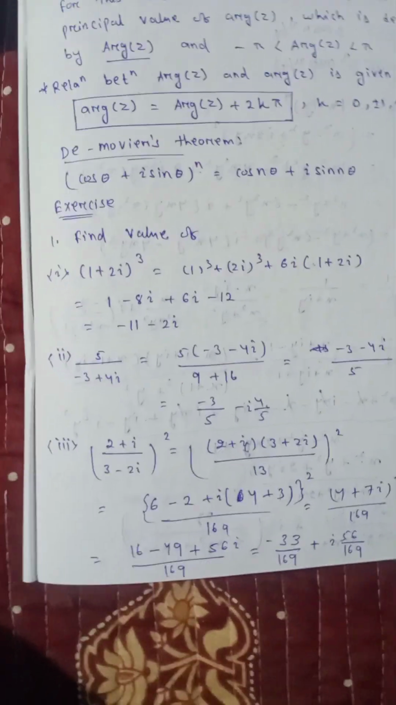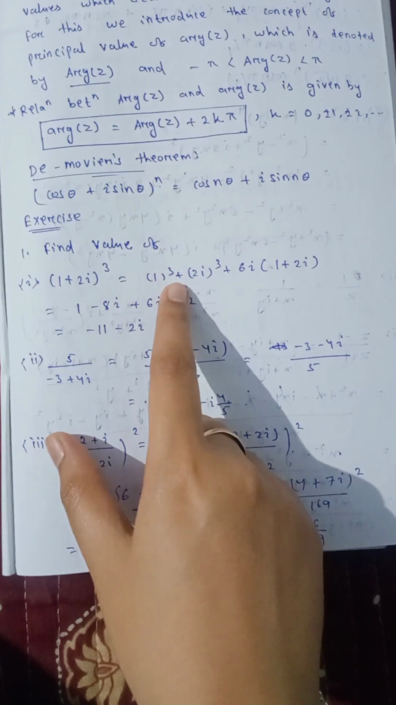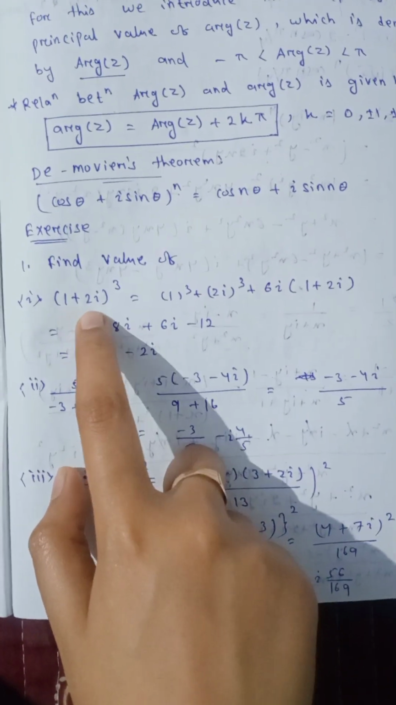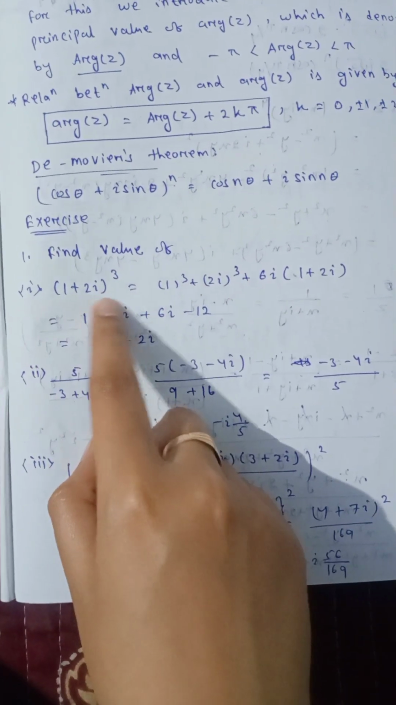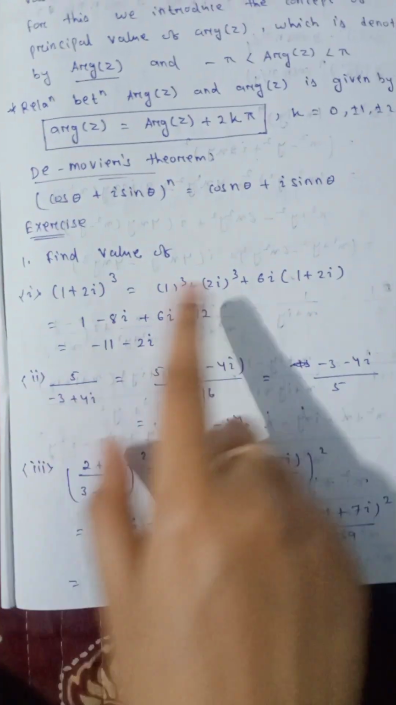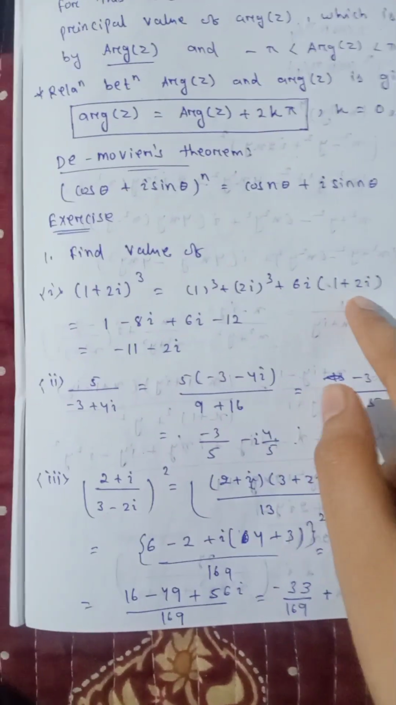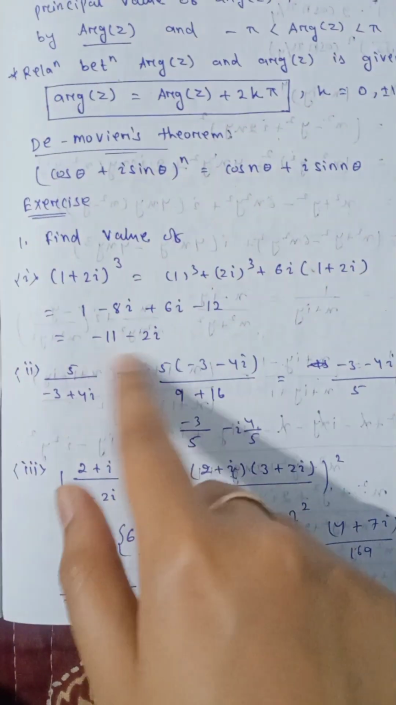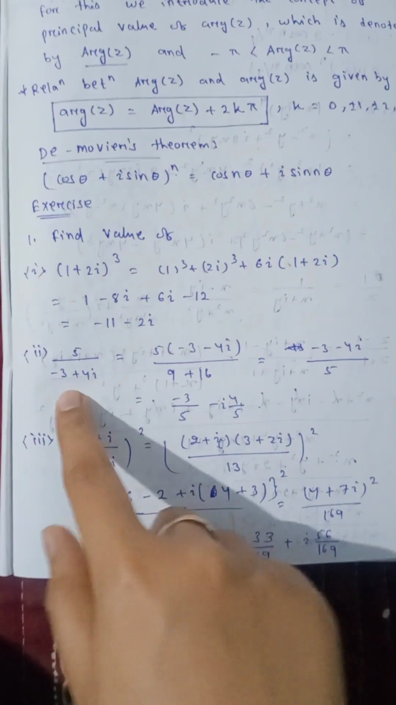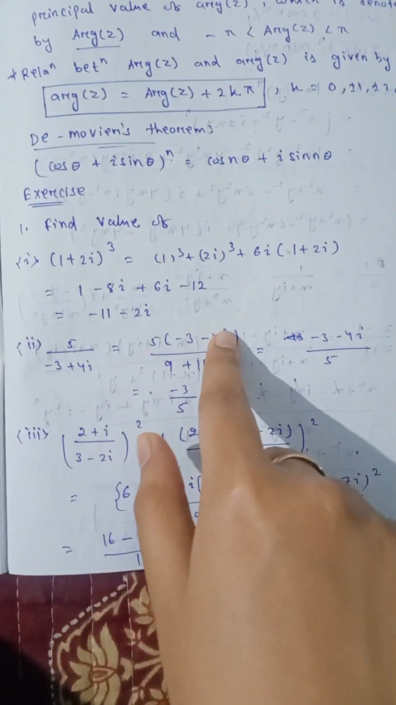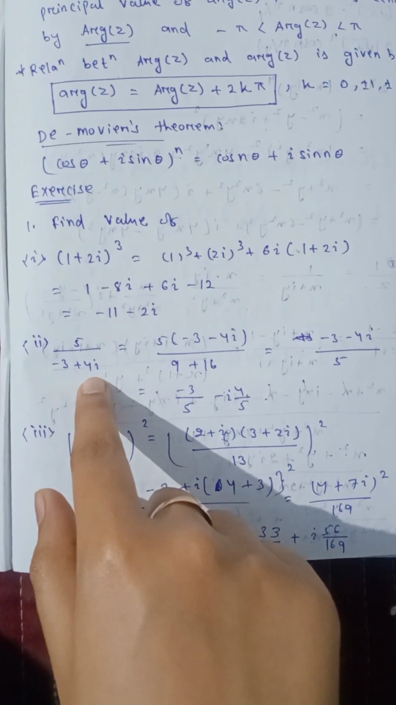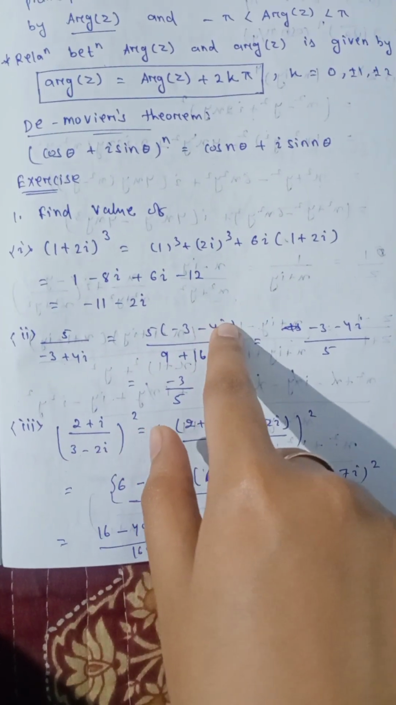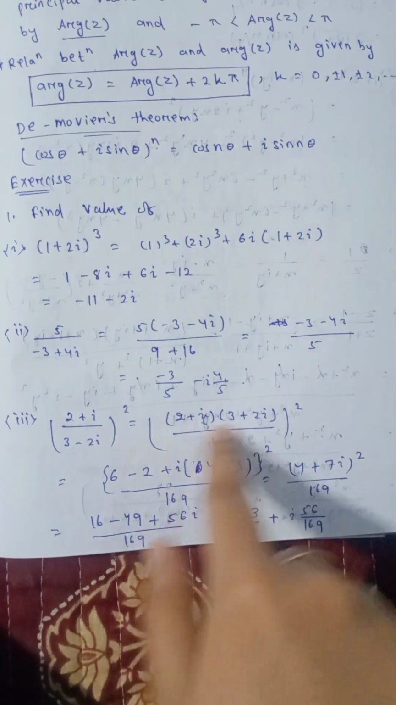Those are some exercises. 1 plus 2i whole cube. Simply, a plus b whole cube is a cube plus b cube plus 3a square b plus 3ab square. Then you will get this. Similarly, this is multiplied by the conjugate of this, that is minus 3 minus 4i, in both numerator and denominator. Then you will get this.